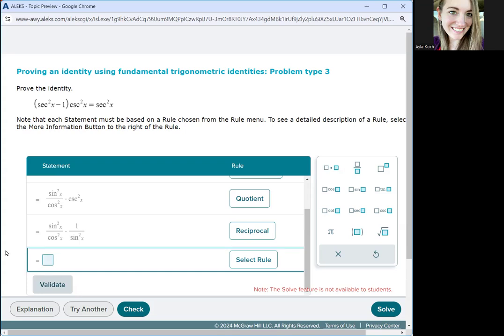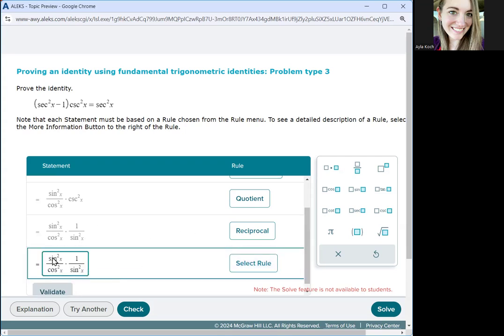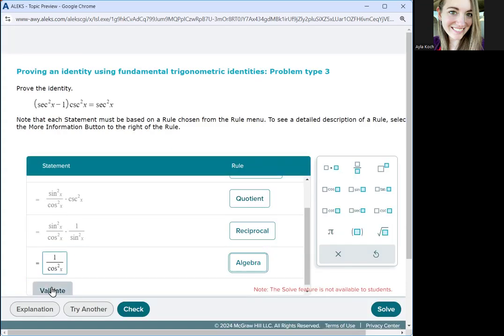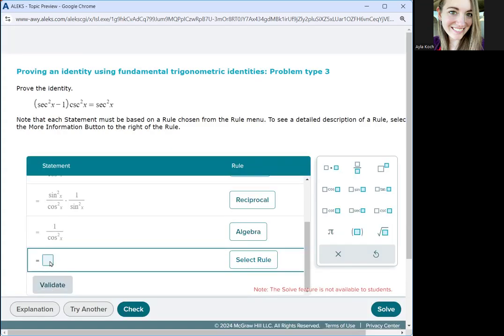So that's reciprocal rule. All right, the sine squares would cancel. That would be algebra. So I just pasted the old one. So now it's just 1 over cosine squared. That happened due to algebra. Validate. 1 over cosine squared.